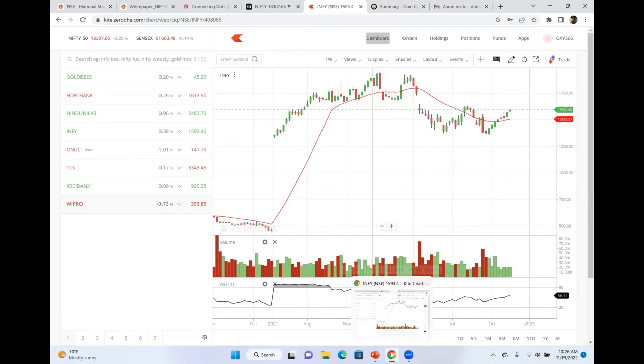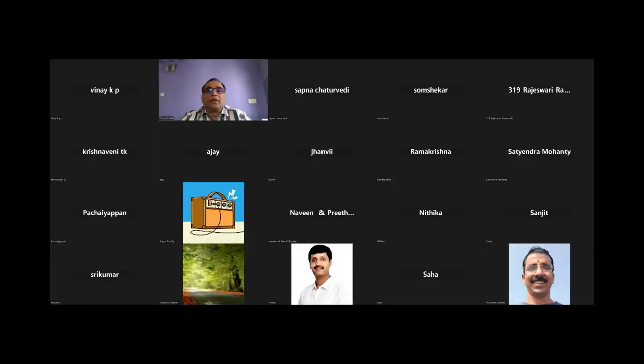Now the same thing, because this is just give me 1 second. Let me just stop my sharing for a moment. Yeah. So that was Zerodha.